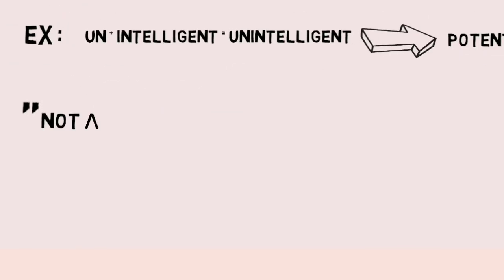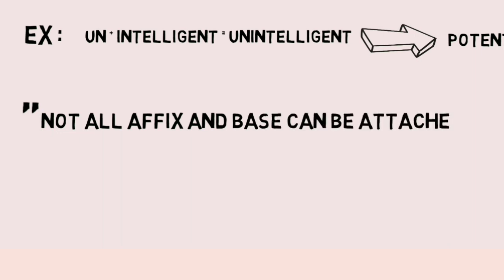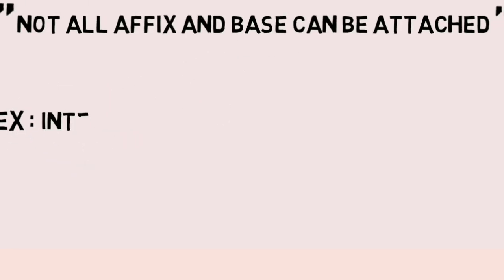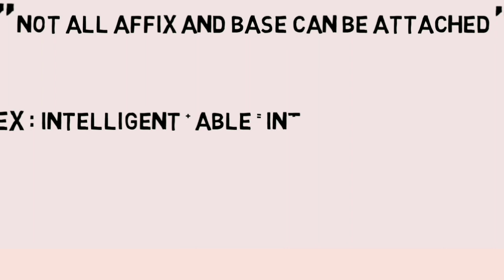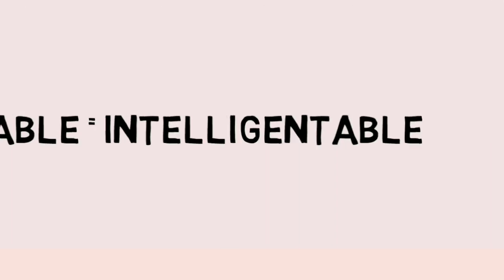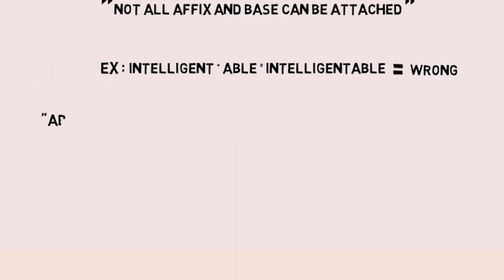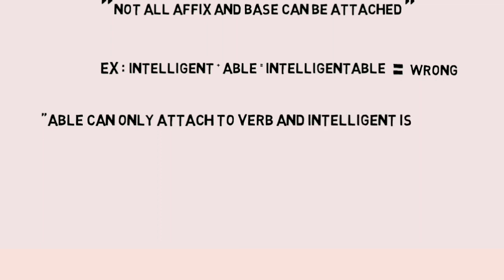But there are words which are not potential, because not all affixes and bases can be attached to each other. For example, intelligent plus able equals intelligentable. So it is wrong, because the affix able can only attach to a verb and the morpheme intelligent is an adjective. So the most proper is the affix un plus adjective.